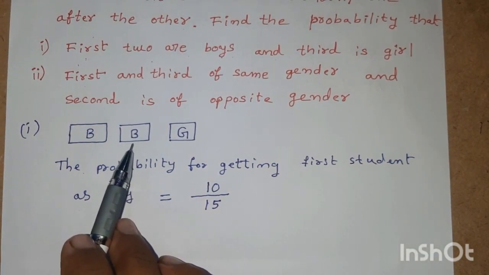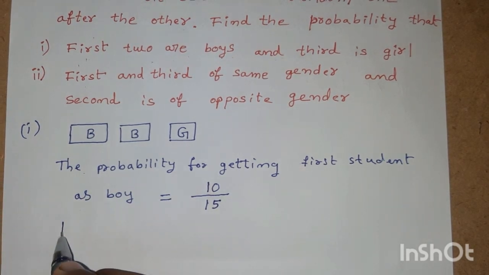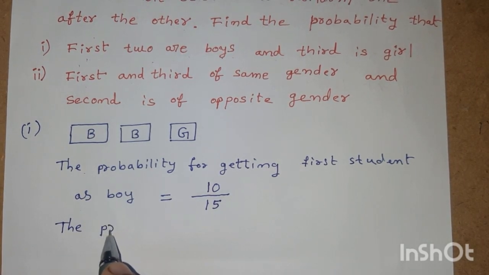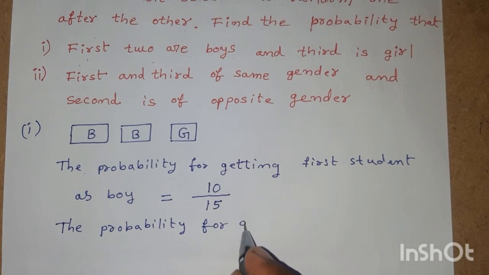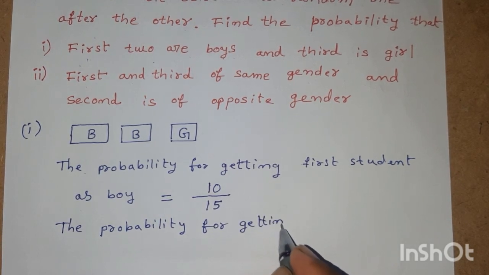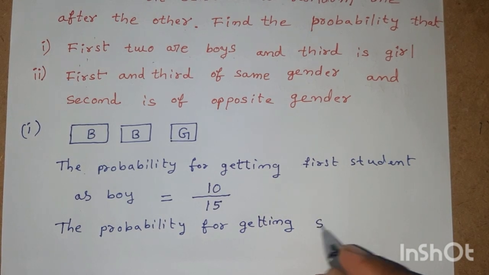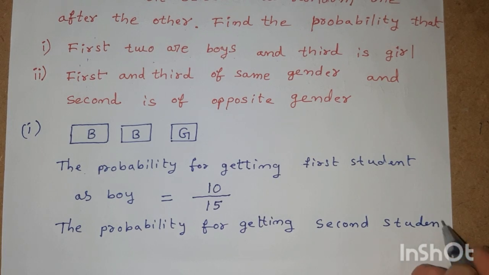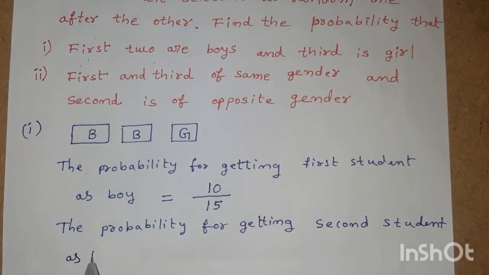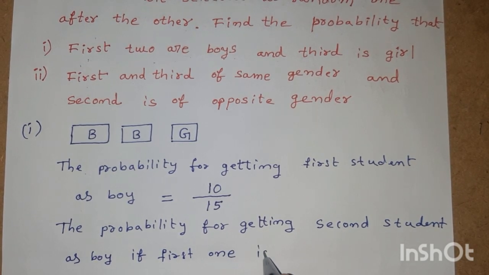Okay, the second one also must be a boy. Therefore, the probability for getting the second student as a boy, if the first one is a boy.